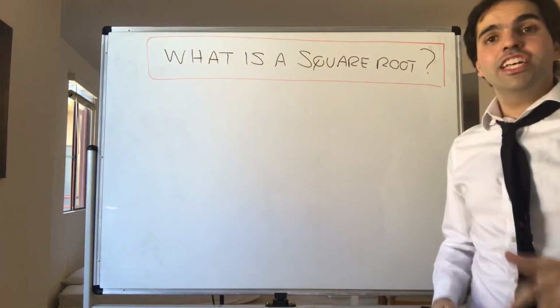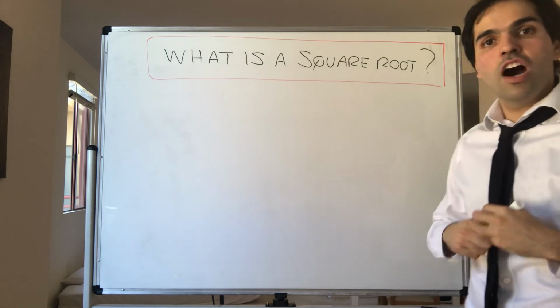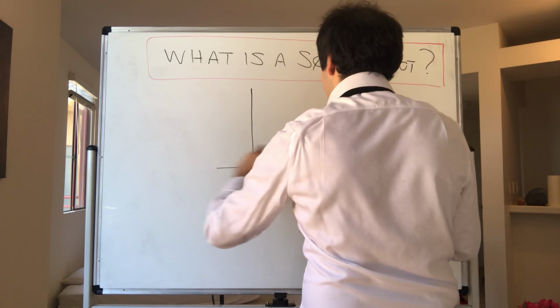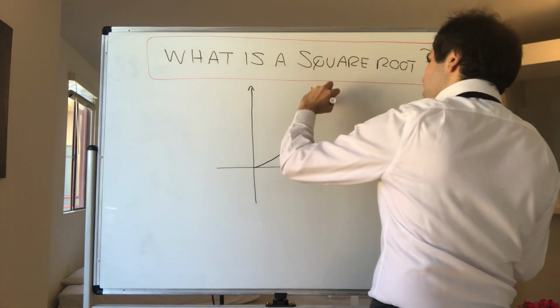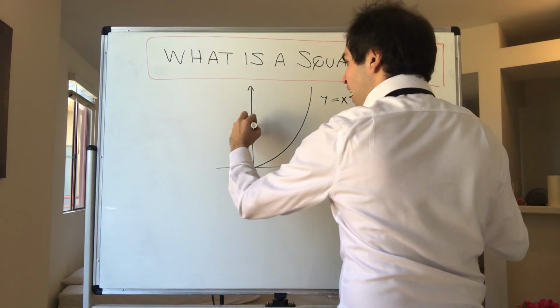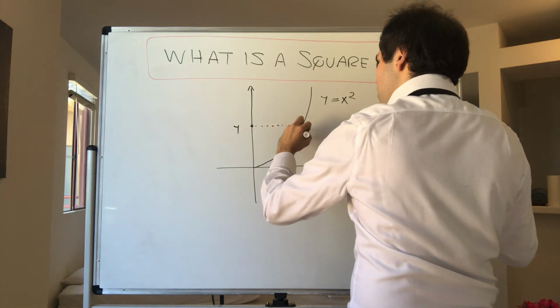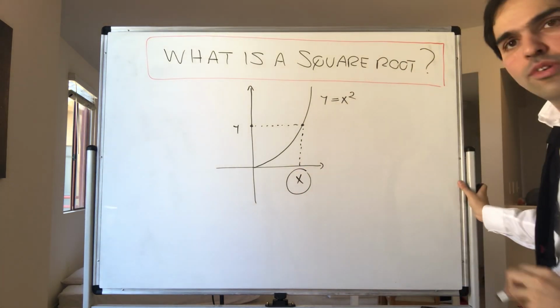Alright, thanks for watching, and today I want to use the Intermediate Value Theorem to define the concept of a square root. More precisely, I want to show the following. Suppose here you have the parabola y equals x squared. Then, given y, so if I give you a y, there is some x such that x squared equals y.